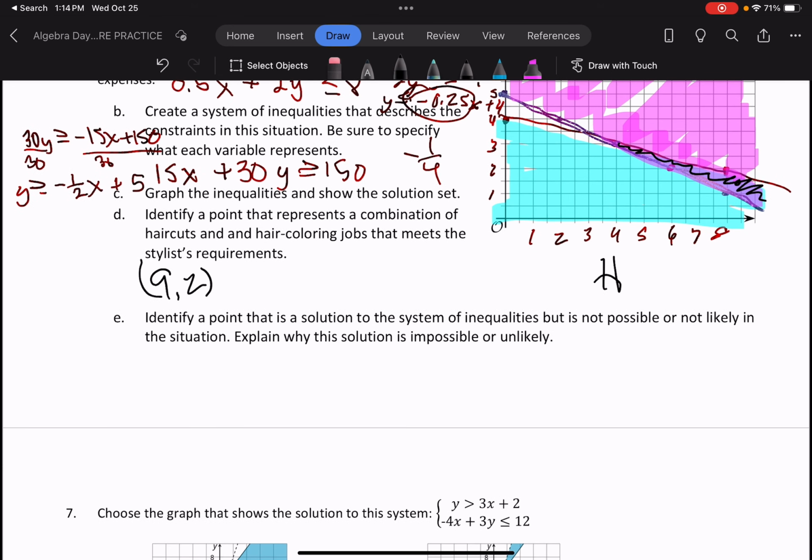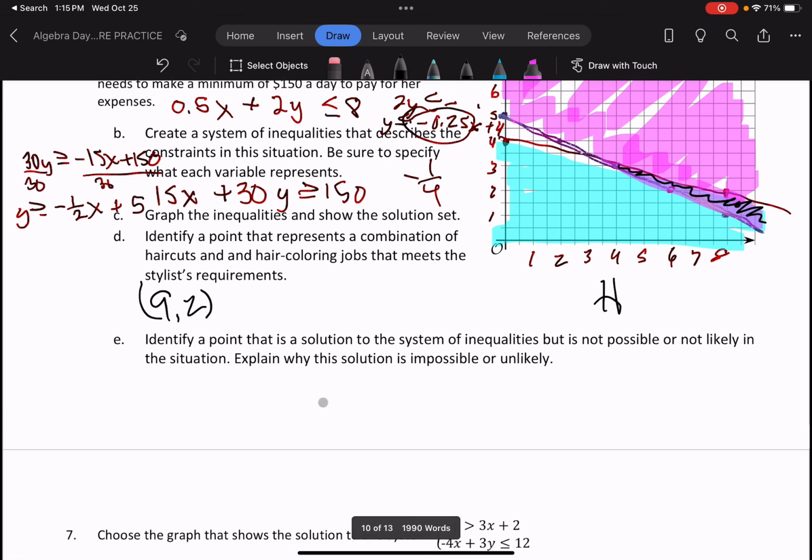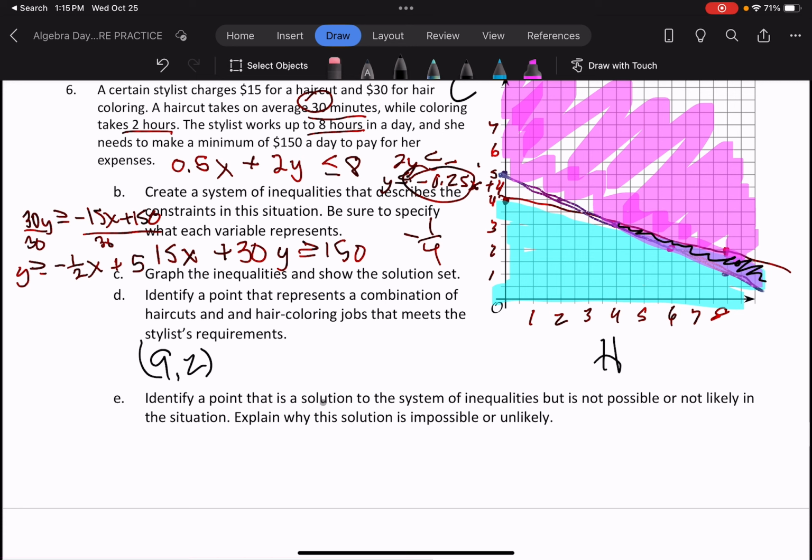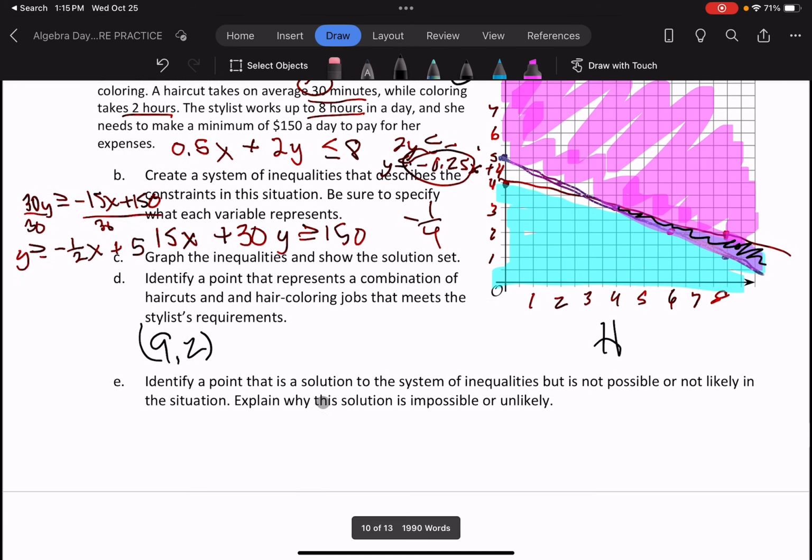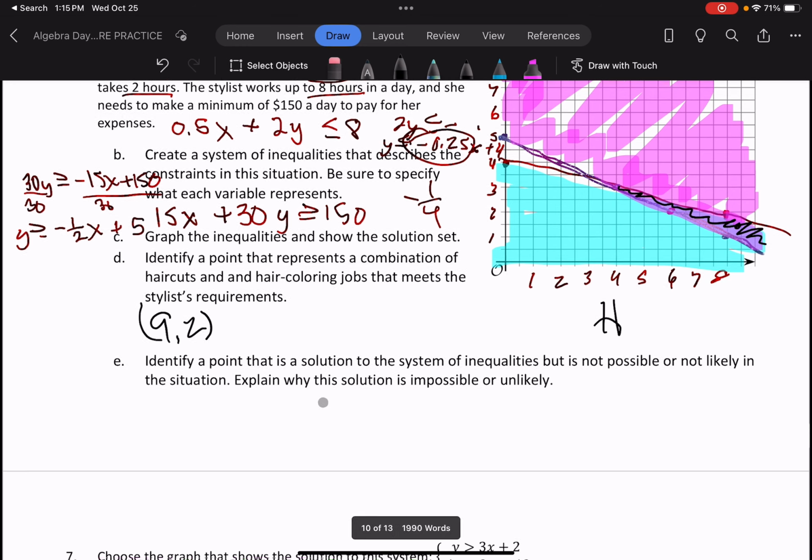So an example of this would be like, maybe something with a decimal, because we wouldn't do something outrageously odd in terms of the number of haircuts or colorings. Like we can't do half a haircut or half of a hair coloring. You have to do a whole one.